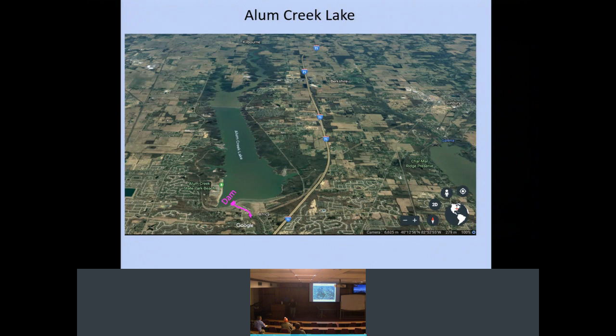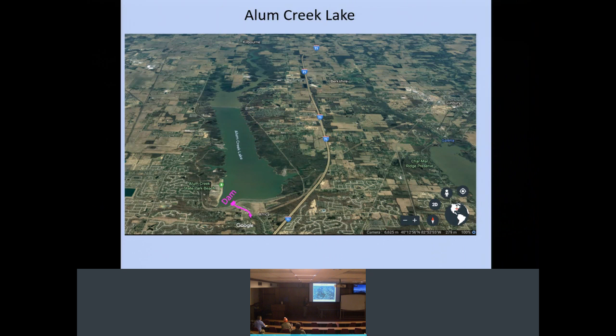So the muskellunge are actually tagged in a number of other reservoirs, and we also have them being detected on their downstream migration from a number of other reservoirs. For this study, which is the master's study of Keith Shane, we wanted him to focus on this reservoir and do a really intensive study here. So this is Alum Creek Lake.